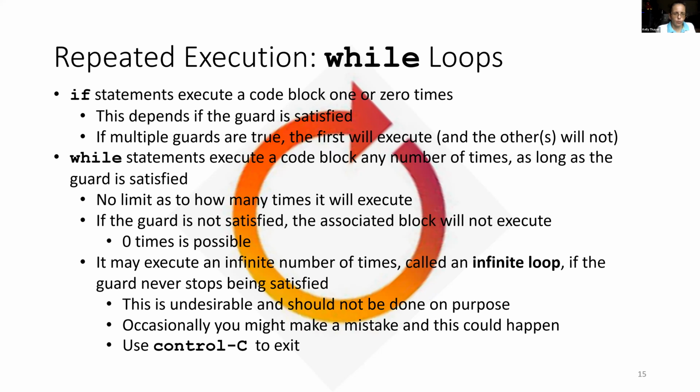So in the idea of a while loop, these execute a block of code any number of times as long as the branch guard is satisfied. And so we have this idea of the possibility to execute multiple times, continual execution. There's no limit to how many times it will execute. If the guard is not satisfied, the associated block will not execute. So it's also possible to execute 0 times. It may execute an infinite number of times. This is called an infinite loop, and that's one of our loop categories.